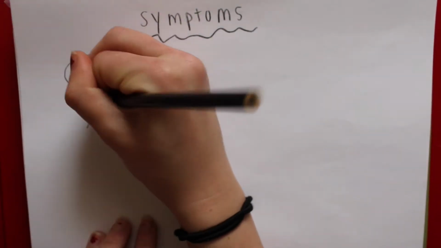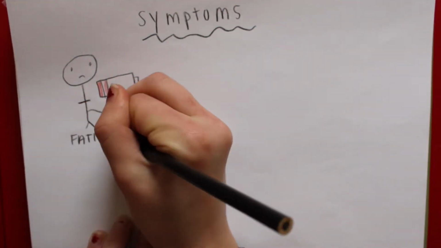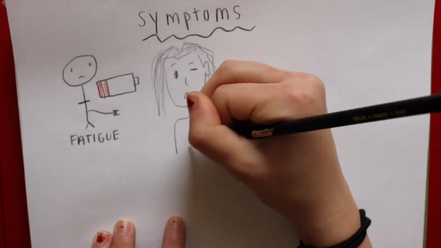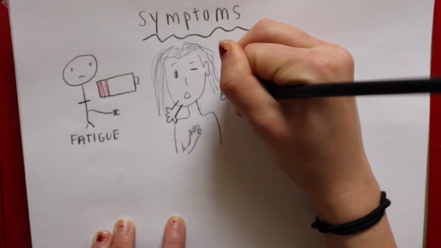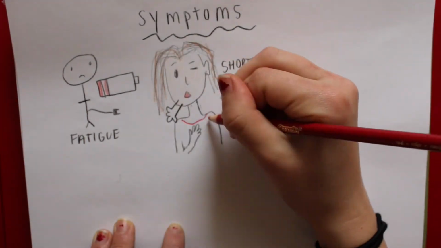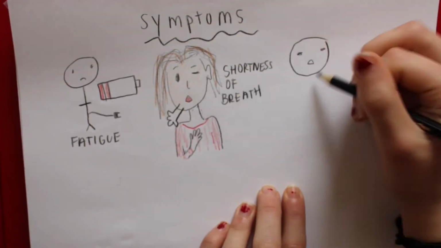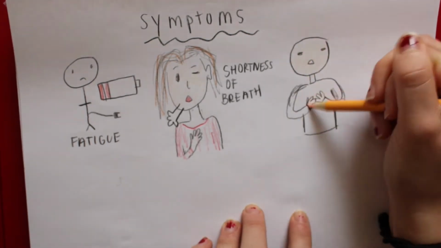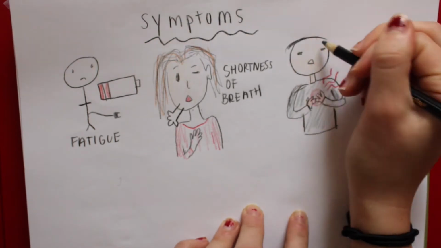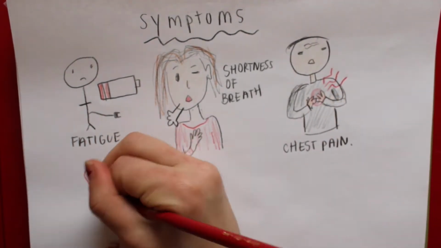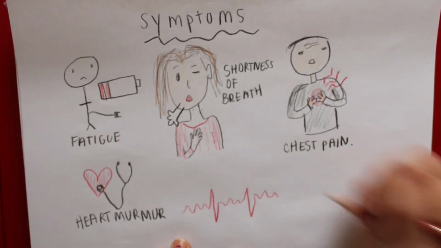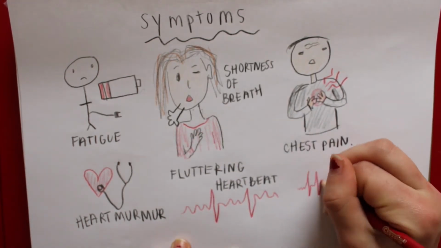In terms of symptoms, aortic valve regurgitation develops gradually, so it's common not to see symptoms for years. As the condition worsens, a patient may experience fatigue and weakness, shortness of breath, which they may experience while going up a flight of stairs or a hill. They may experience episodes of chest pain. They may have been told by a doctor that they have a heart murmur. They may experience fluttering heartbeats, or they may experience an irregular pulse.